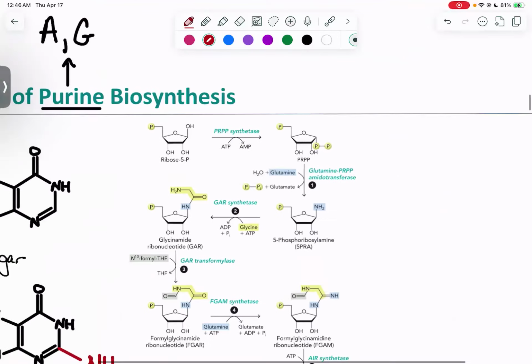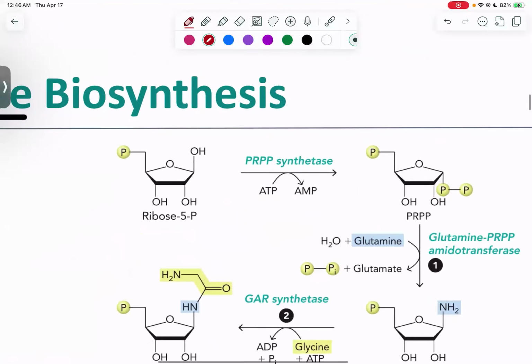Okay, so let's look at how this whole process works. So you're going to start with a sugar, right? Because remember, when we're building this, we're going to start with our scaffold, that's our sugar, and we're going to build our rings on top of it. All right, and we got to build 2 rings. So this is just stage 1. We're starting with just stage 1.